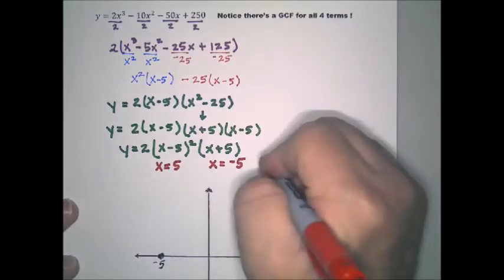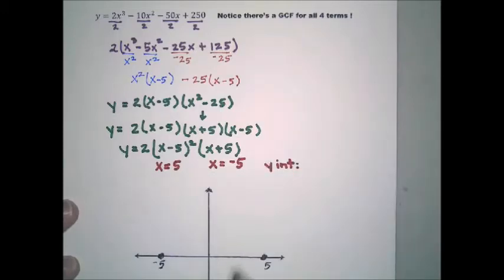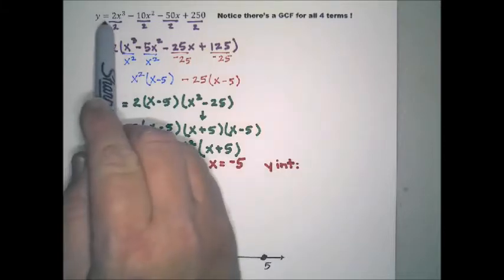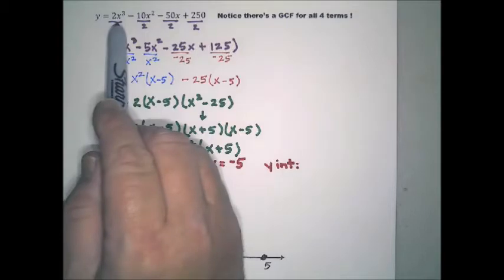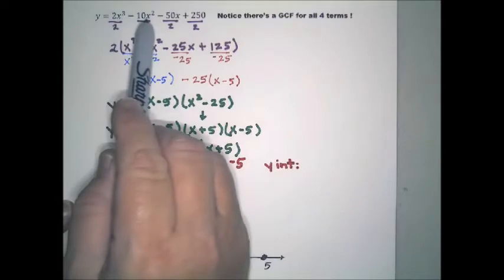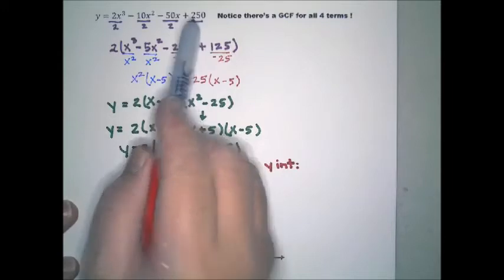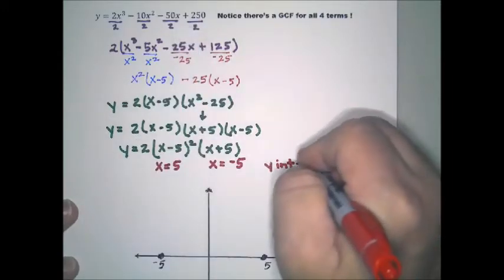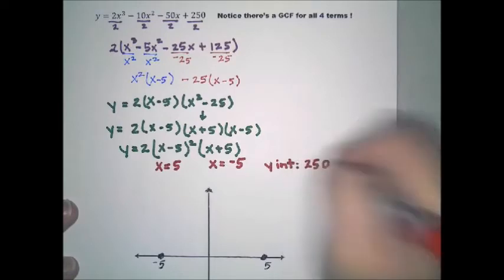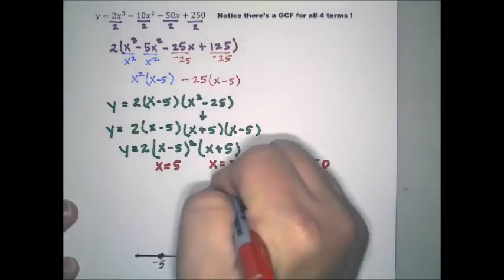I also know the y-intercept. I can go back to the original equation for the y-intercept. Because remember, you find the y-intercept by making x equals 0. Well, if you go back to the original form of the equation before it was factored, if x equals 0, that term zeroes out, that term zeroes out, that term zeroes out, and the only thing that's left is the constant. So I know my y-intercept is at 250. It's way up here. Let's just call this 250, right there.